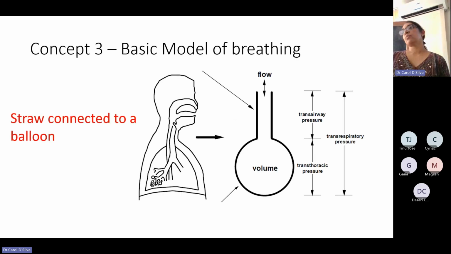So now, if most of you don't know what a ventilator does, just think of our lungs or our respiratory system as akin to a straw and a balloon. And we will use this model of a straw connected to a balloon throughout when we discuss mechanical ventilation. So what is this concept? What is the straw? What is the balloon? The straw is what you're blowing through.